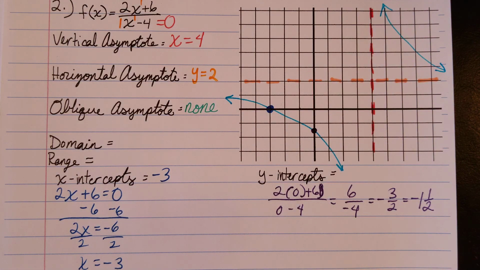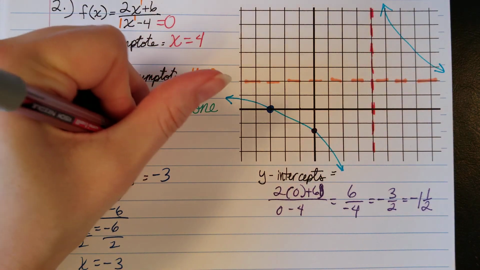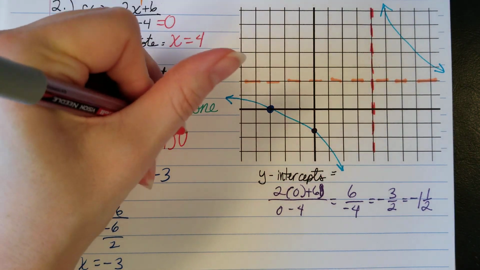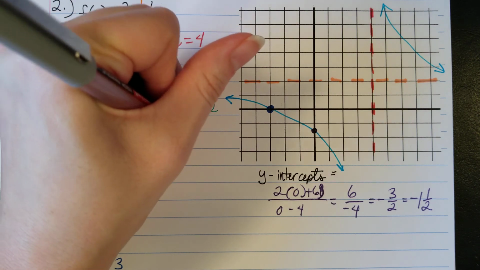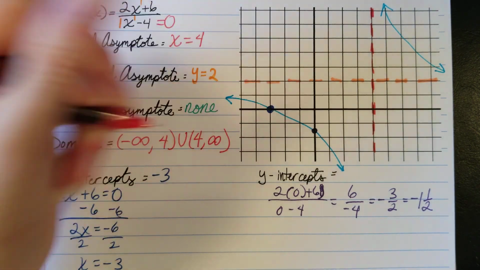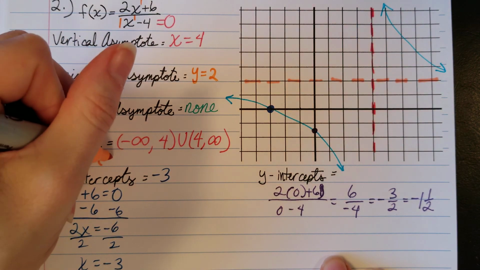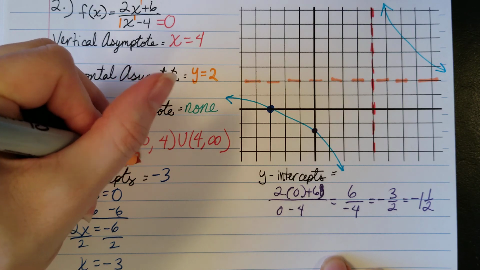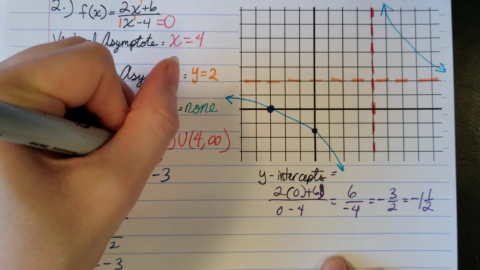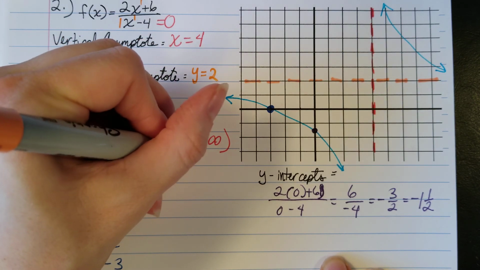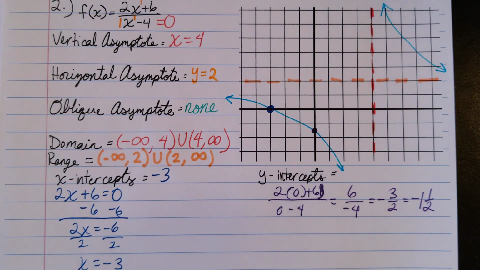Okay, so the domain is everything other than 4. Negative infinity to 4, union 4 to infinity. And then the range is everything other than 2. So negative infinity to 2, union 2 to infinity. All right, that's it for number 2.